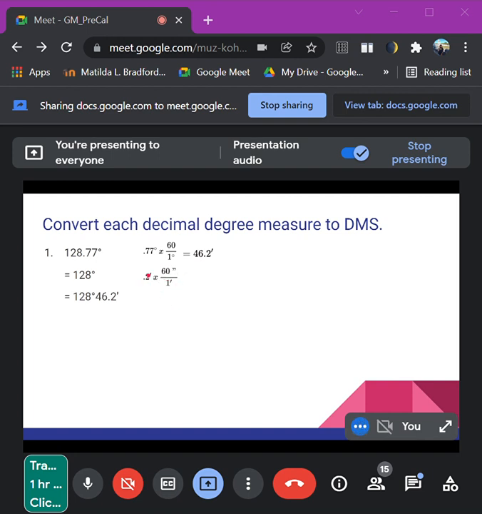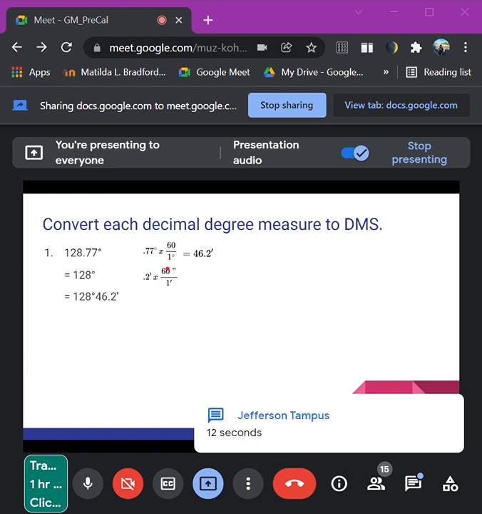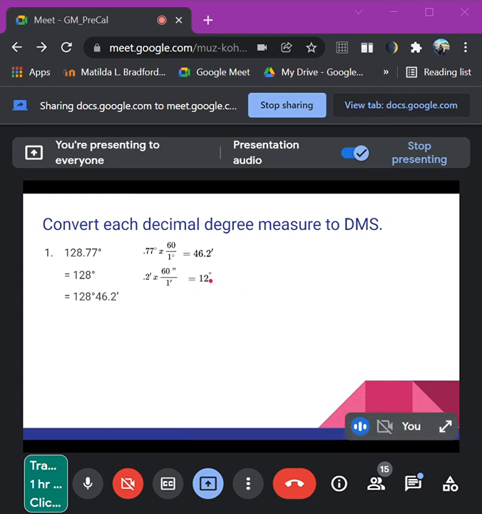So the minutes will cancel. What remains there is 0.2 times 60. What is 0.2 times 60? Okay, that is 12. So you have there already your 12 seconds. So if we write it out, you will have your final answer as 128 degrees, 46 minutes, and 12 seconds.